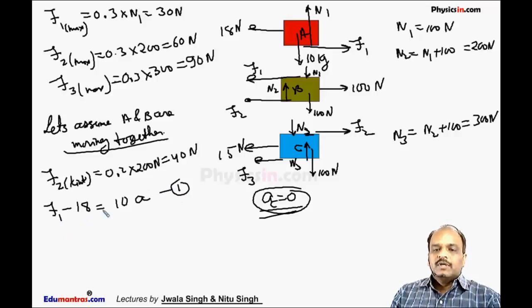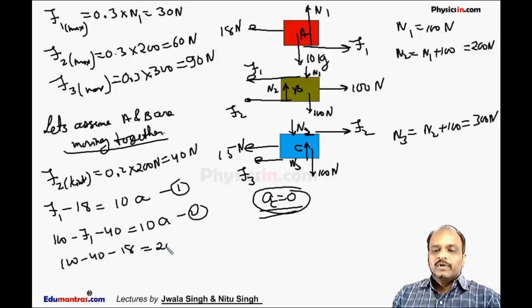If A and B are moving together, in the same way 100 minus F1 minus F2. F2 is kinetic, and that is equal to 40. That is equal to 10 into a. This is our second equation. Now if we add these two, we get 100 minus 40 minus 80 is equal to 20a. So a comes out to be 100 minus 40, 60.